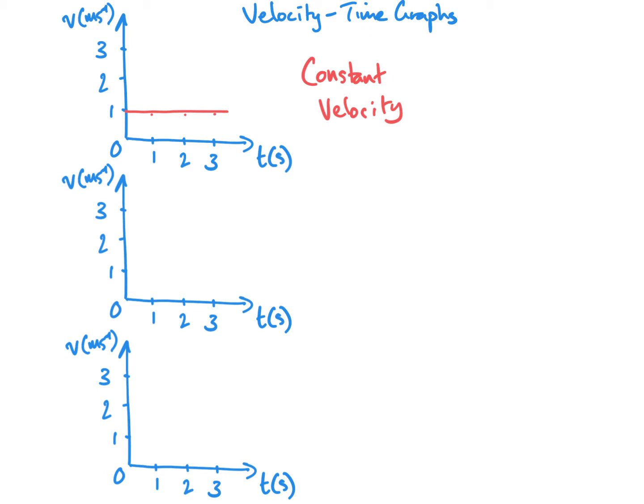If we looked at a different graph, then we might get something like this. And what we're after here is the idea that at the first second, the velocity is 0.5. For the next second, it's 1. For the next second, it's 1.5. So the velocity is increasing by 0.5 every second. So that shows a constant acceleration.